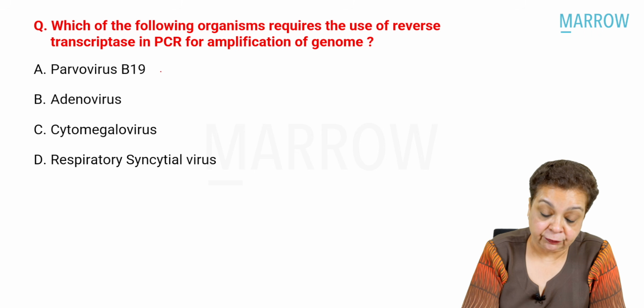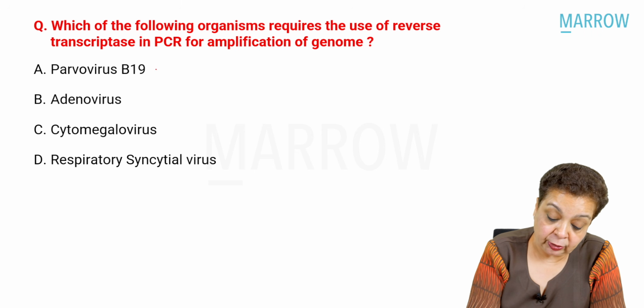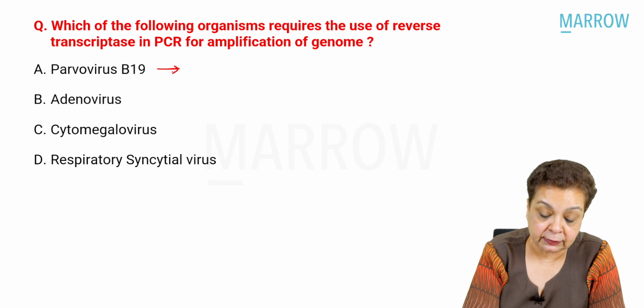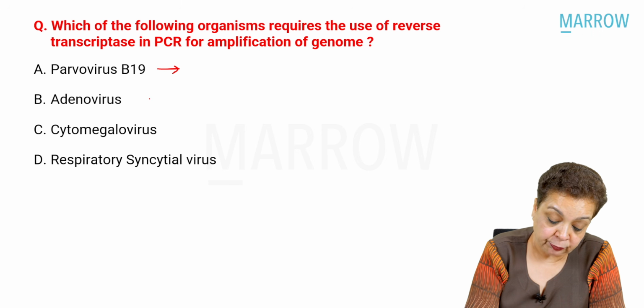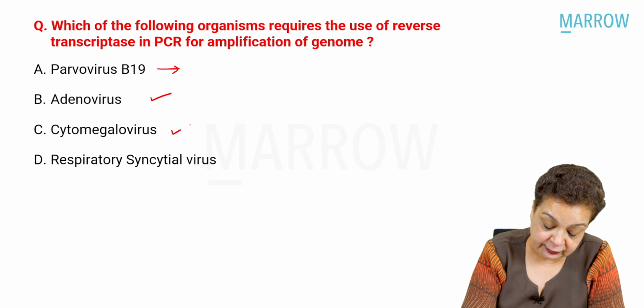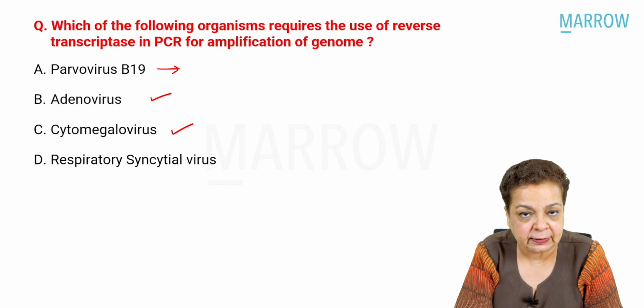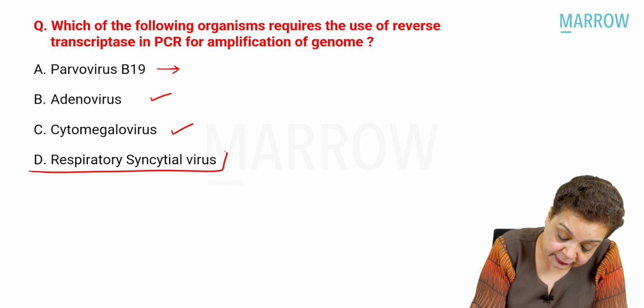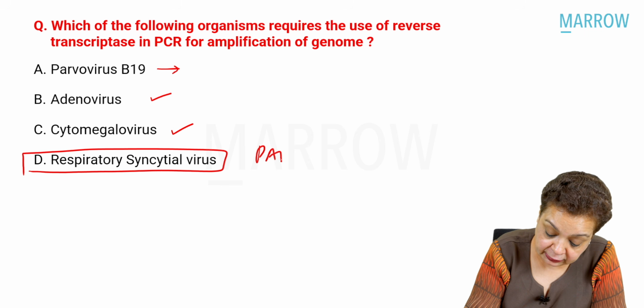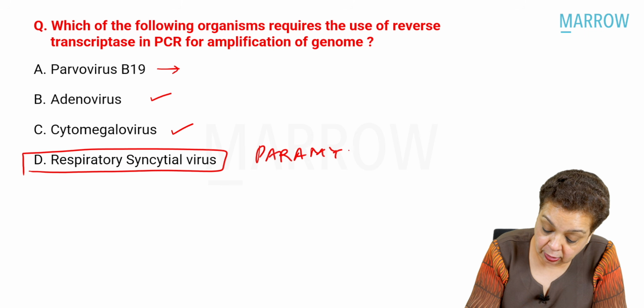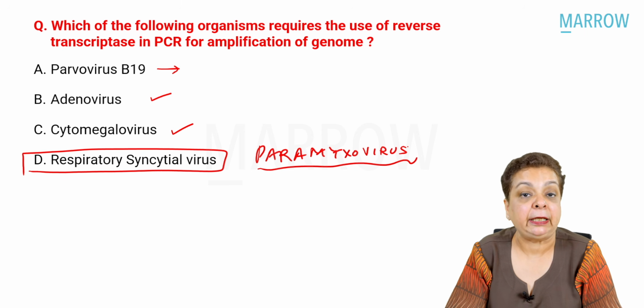Okay, so let's find out what is the answer. Parvovirus, this is a DNA virus. It has a single-stranded DNA genome. Adenovirus, DNA genome. CMV, all herpes viruses have DNA genome. Respiratory syncytial virus is a paramyxovirus, and paramyxoviruses have a RNA genome.